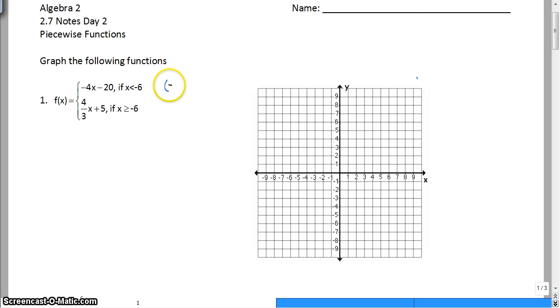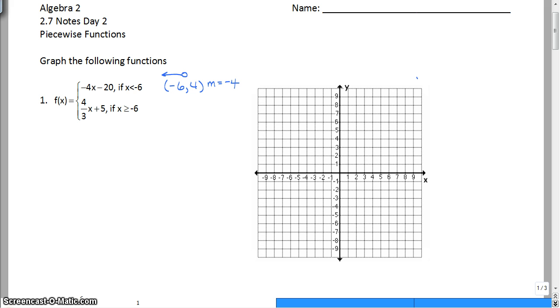We start by substituting in our -6 into our x. We take our domain, we substitute it in. -4 times -6 is 24, minus 20 is 4. X is less than -6, so that's going to be an open circle. Less is to the left, and we have a slope of -4.